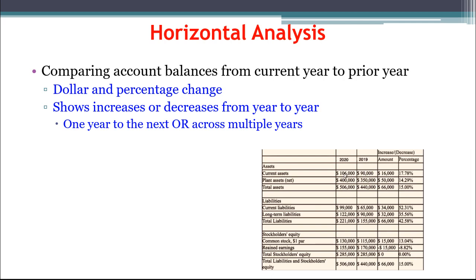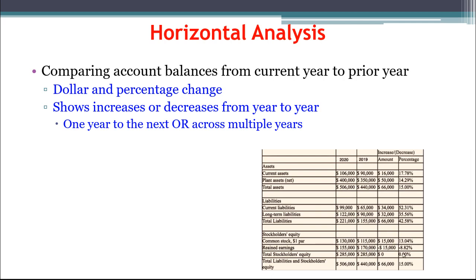It's not 17.78% away from 2020, the current year. It's always compared to the prior year. So we have positives here, but notice down here with retained earnings, we have a negative $15,000. So that $15,000 negative amount would be divided by 170,000 to get this 8.82%, and of course it's negative because it's a decrease. But that's the point. The change is divided by the prior year amount to see what kind of change it is.